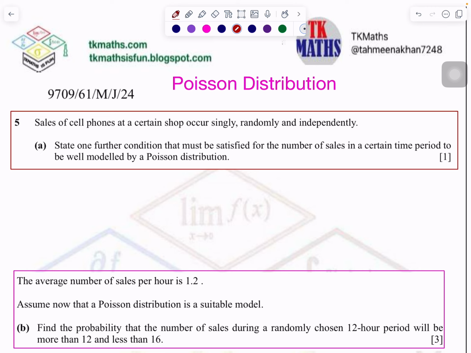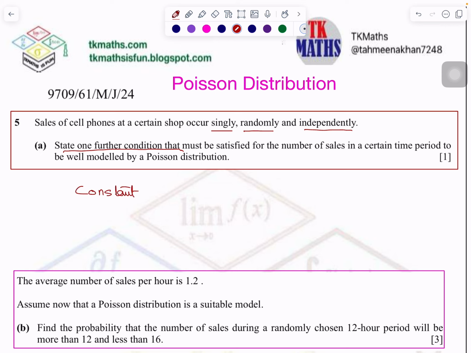So as we know, in the Poisson distribution, there are 4 conditions which should be met if the model is suitable for Poisson distribution. So here, if you see, in the sales of cell phones at a certain shop, what is happening? Sale is happening singly, randomly, independently. So one condition is missing here, and it is said, state one further condition that must be satisfied for the number of sales. So what is that condition? Do you remember? Absolutely right. It is constant average rate.